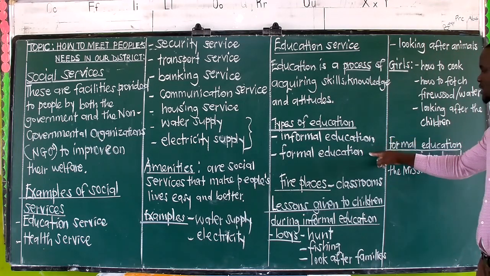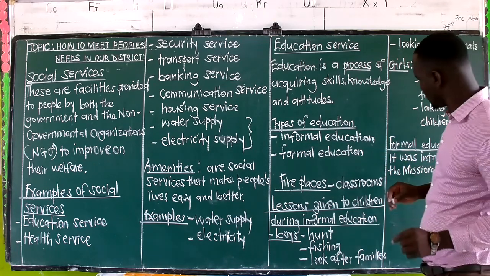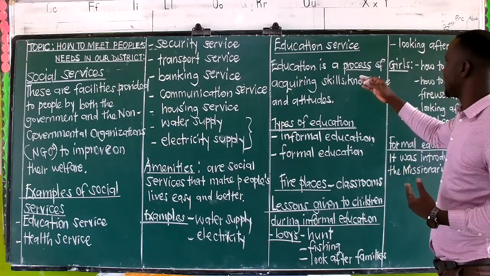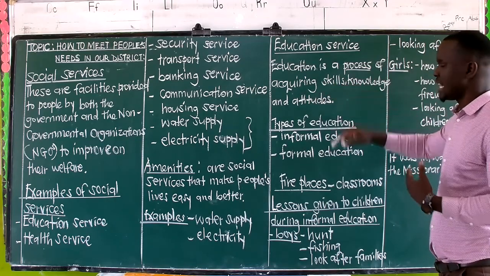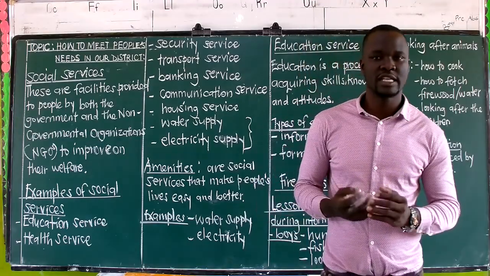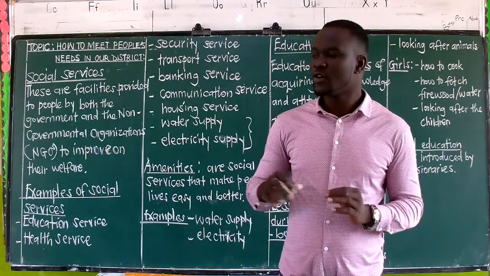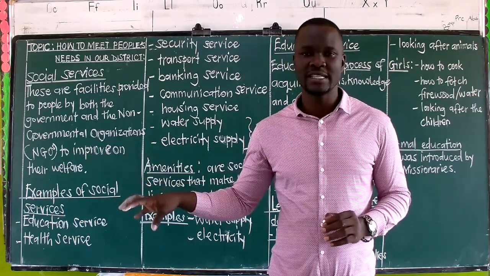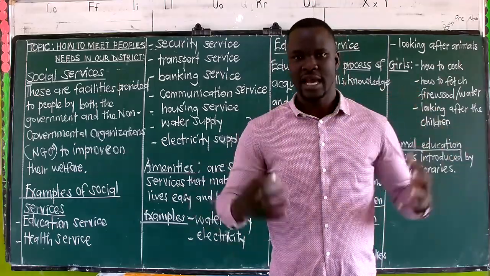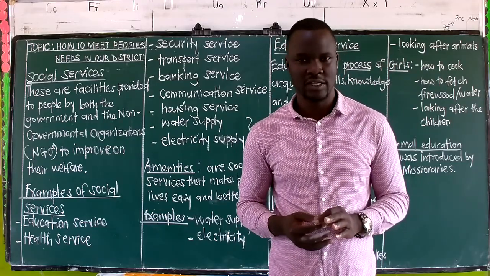Now, under formal education, this is the one that we are right now having. It's the one that I'm teaching you right now. You'll find that this is getting the skills, knowledge, and attitudes from a recognized institution. When these missionaries came, they started building schools such that these children were no longer learning from home, from those fireplaces, but now they were to go and gather as a class, in that institution. That's why we now have schools.